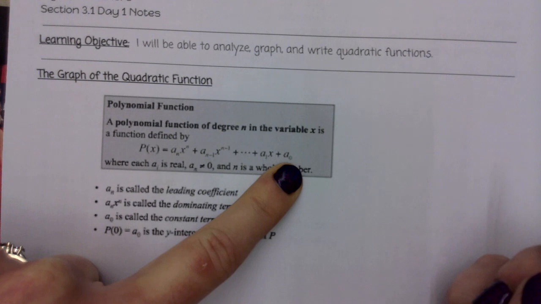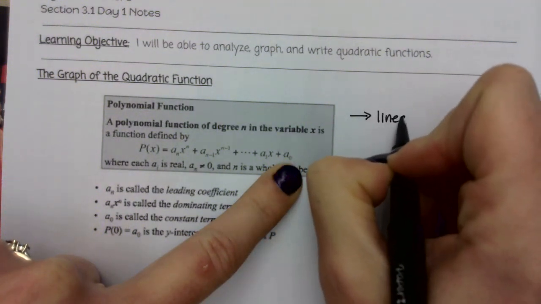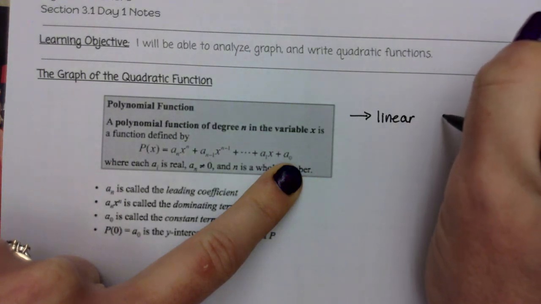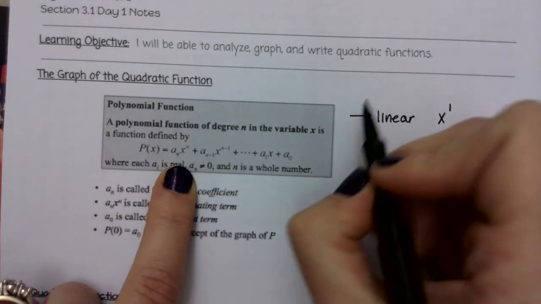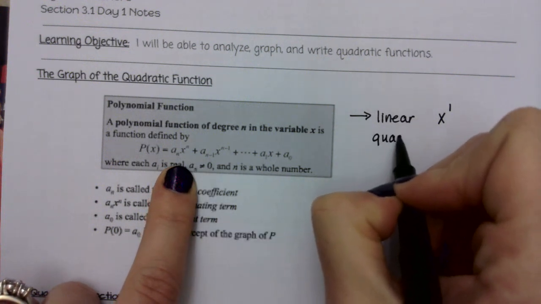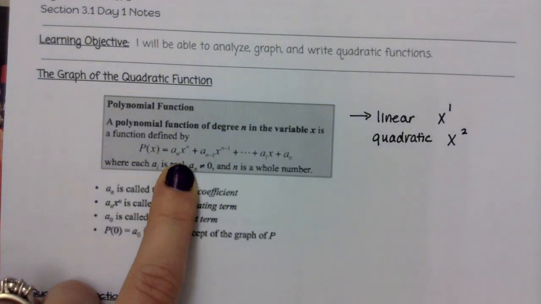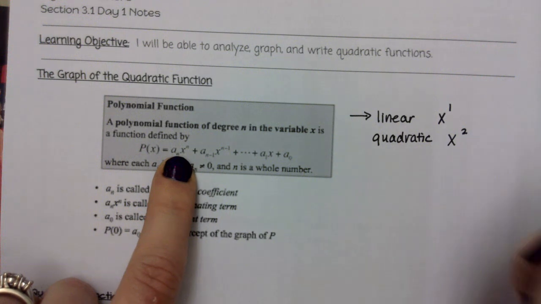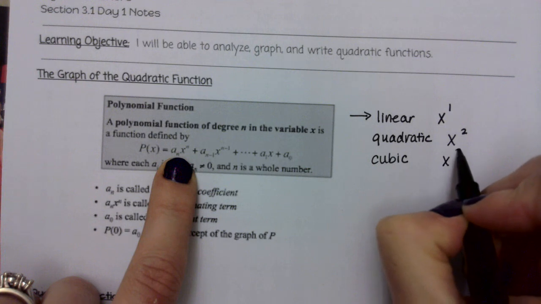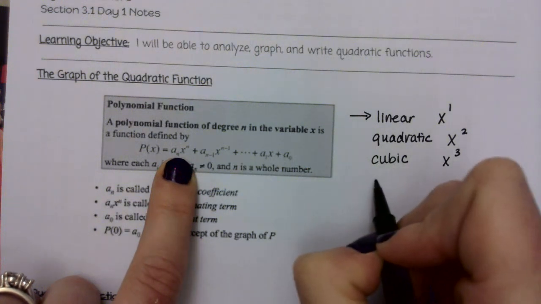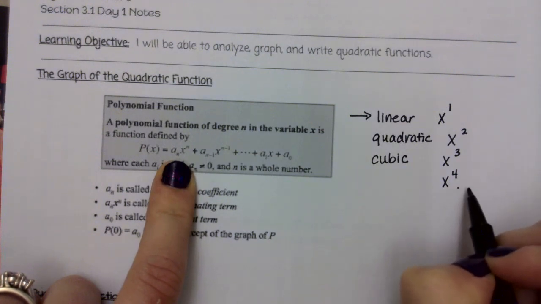You have been working on polynomial functions. Linears are polynomial functions. They are x to the first, so our n would be 1. We have talked about quadratics before. That would be x to the second power, meaning your first term would be x to the second. We are going to talk about cubics a little more, so x cubed. Then we have quartic, which would be x to the fourth, and quintic, and so on.